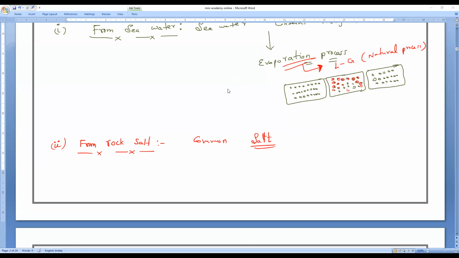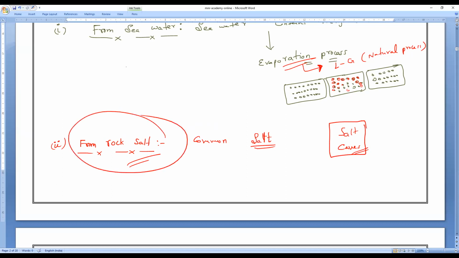That is how they form into rock salt, and that rock salt forms like caves. You can notice it. We used to call them salt caves. People used to break these salts and export them to other countries. So these are the two major sources of common salt. One is rock salt, another one is what, guys? From seawater. Clear, Amma? All of you?